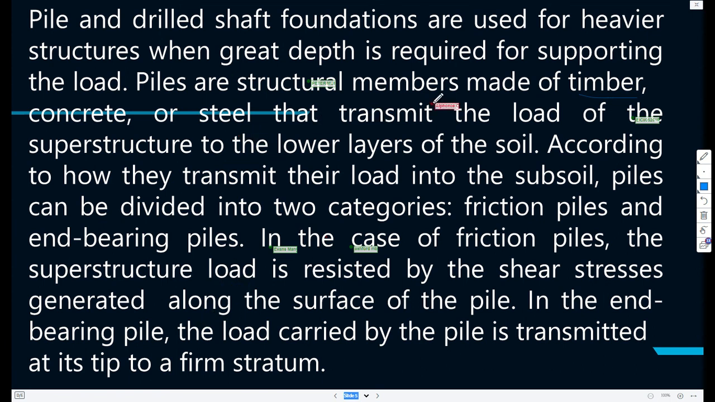piles are structural members made of timber or concrete or steel that transmit the load of the superstructure to the lower layers of the soil. According to how they transmit the load into the subsoil, piles can be divided into two categories: friction piles or end bearing piles.